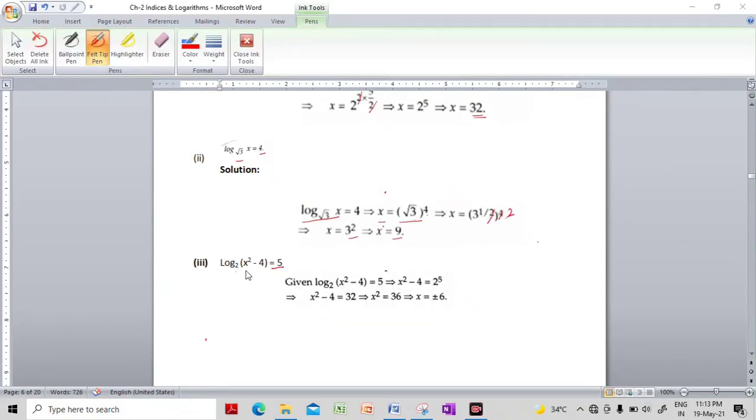Log of x square minus 4 to the base 2 equals to 5. The same way as we have done earlier, first we convert this logarithmic form into exponential form. So it will be written as x square minus 4 equals to 2 to the power 5. Now we got a simple quadratic equation here and we'll solve this quadratic equation for the value of x. That is, 2 to the power 5 can be written as 32. So this becomes x square is equals to 36, and taking square root on both the sides we get the value of x as plus minus 6.